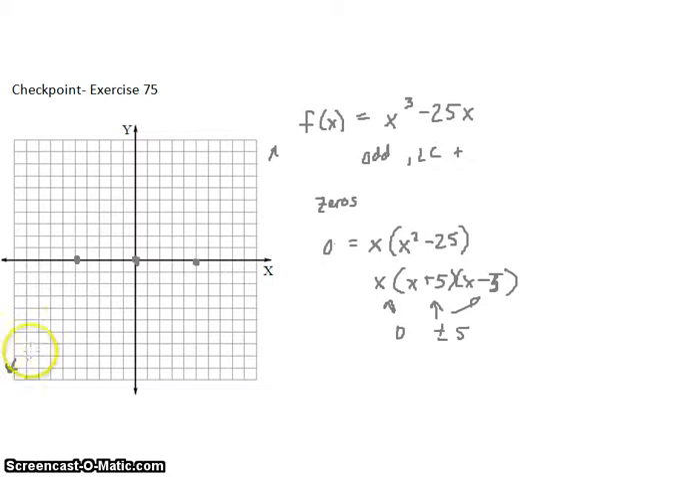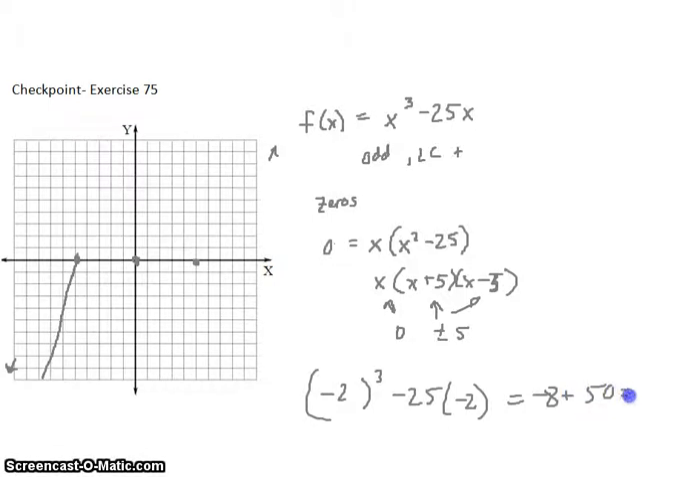Now I know it's got to come from this direction and go through, so I'm going to just draw this coming through this direction and see what happens at, let's say, -2. So if I cube that, -8, minus 25 times -2, I get -8 plus 50, which is a positive 42. It's way up here. So we know that it's going to go way up here, but it has to come back down because it has to be a smooth curve.